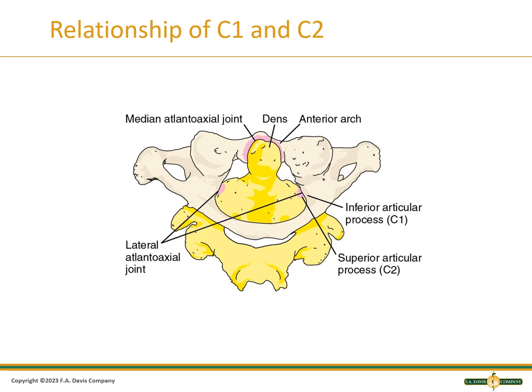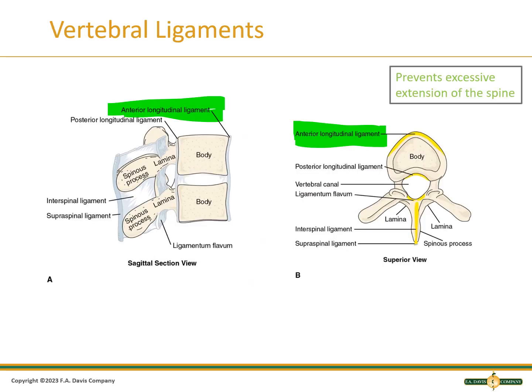And this picture just shows where we had C1 and C2 separated before, and I talked about how the dens sticks up into there. So we could imagine that transverse ligament coming across like this here to hold that dens in place as those two sit, the C1 on top of C2. All of these joints need passive structures to give them support and stability.